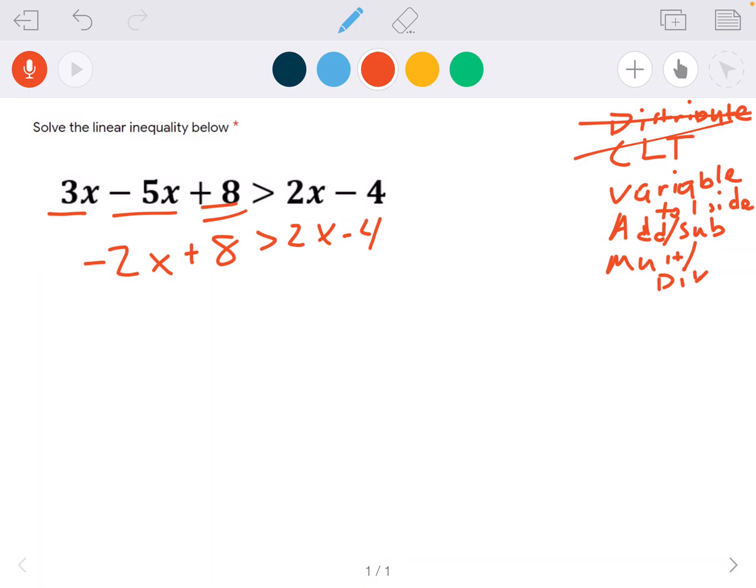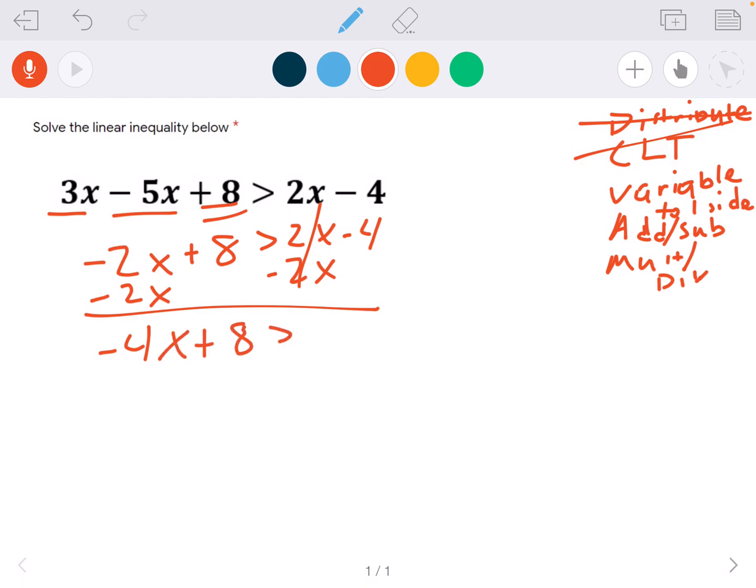Now we want to try to get our variables to the left, so I'm going to take my positive 2x that's on the right, and I need to get it over to the left. On the right, we have positive 2x. So in order to cancel out or to move that positive 2x, we have to do the opposite, which is minus 2x. So what I'm left with is negative 2x minus 2x, that's negative 4x, plus 8 is greater than, be careful with all these signs, it's not just 4, look at the sign in front of the 4, it's negative 4. So pay attention to all the signs all the time.